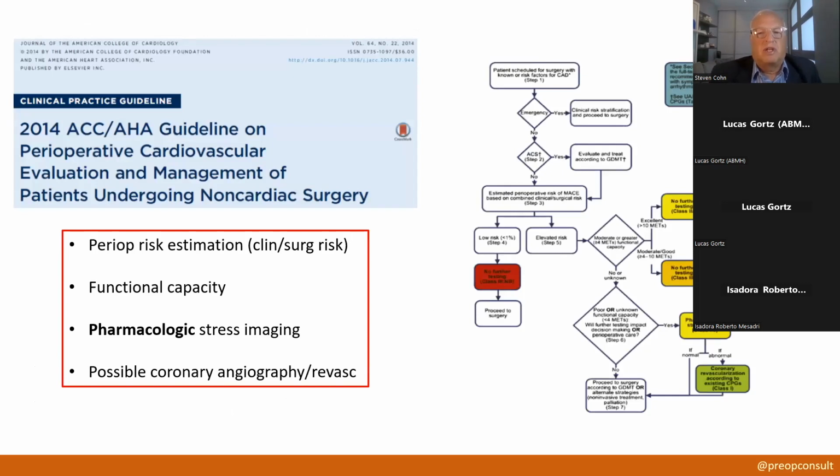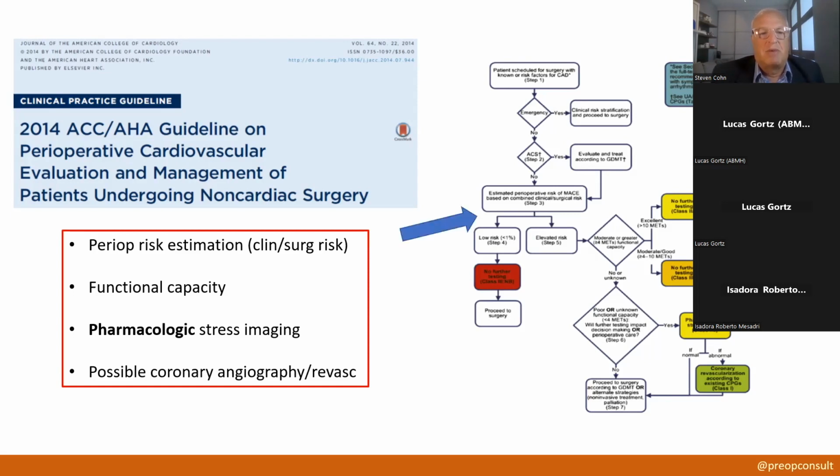So this is what the ACC algorithm looks like. I'm sure you're familiar with it, and I'm not going into all the details, but I want to highlight 3 sets of guidelines and what they use in order to come to their decision-making. The first is preoperative risk estimation, as I mentioned, using clinical and surgical risk.